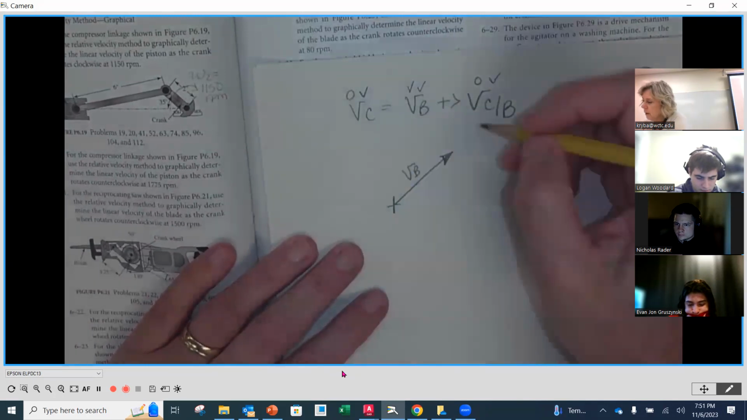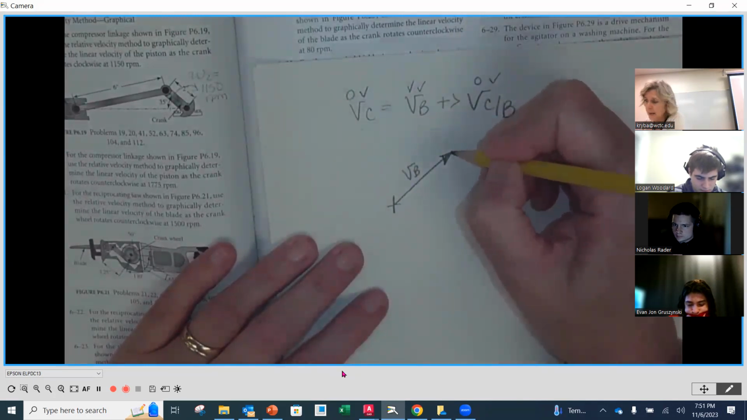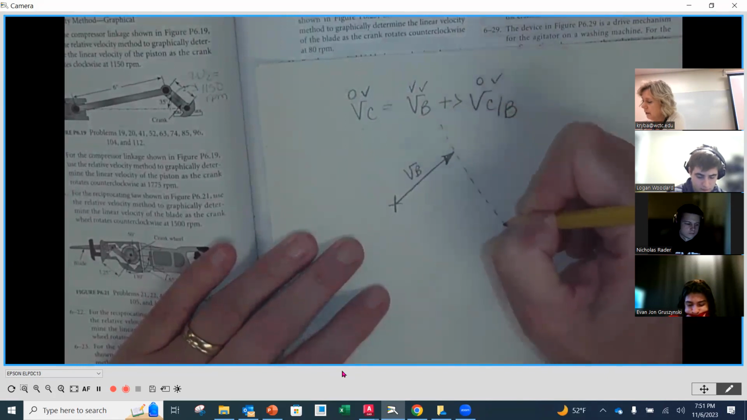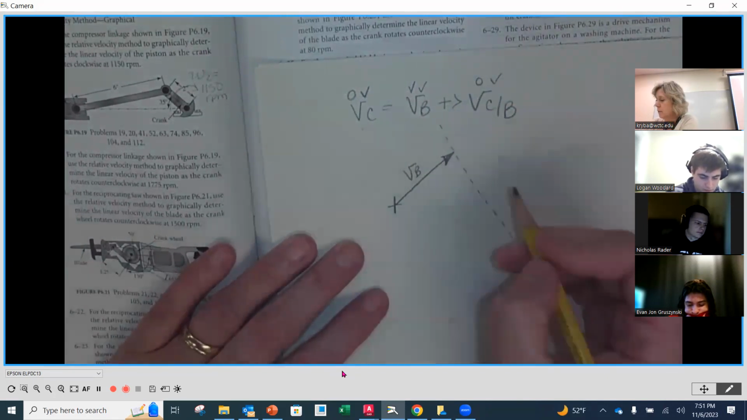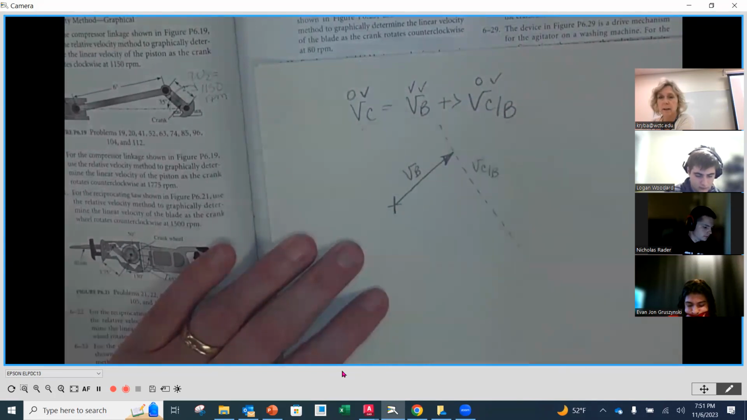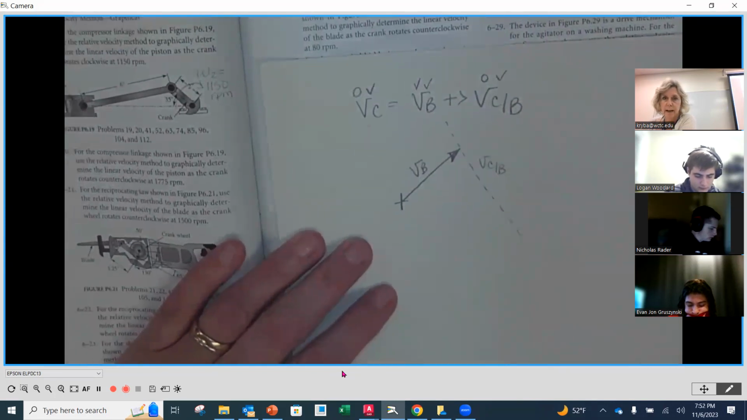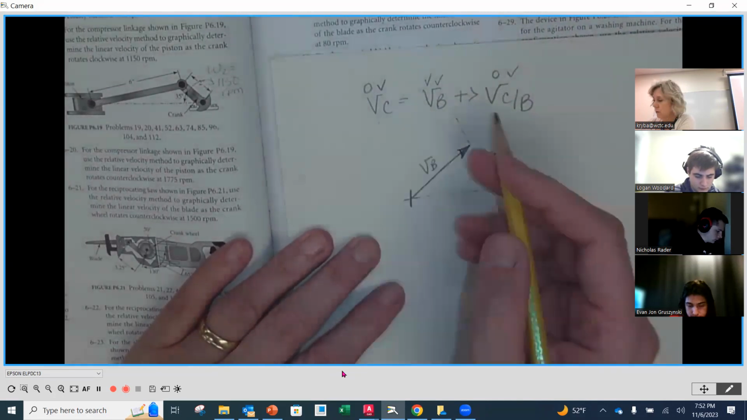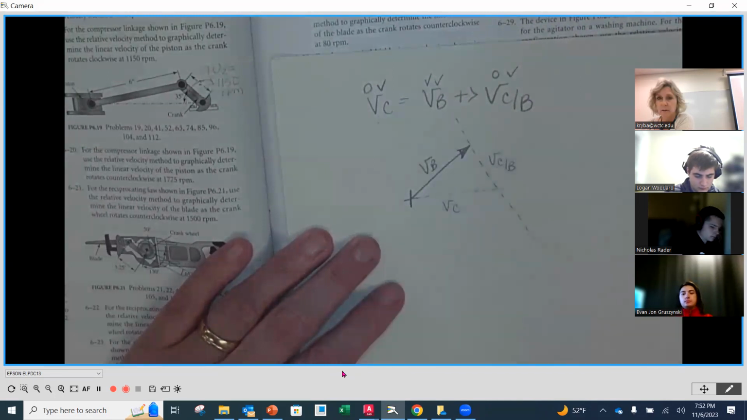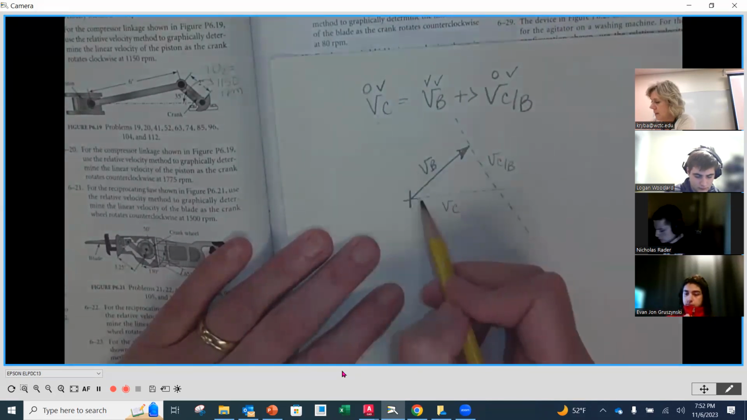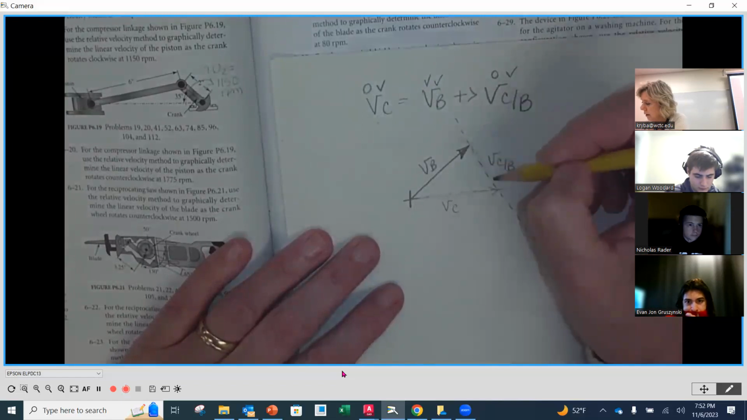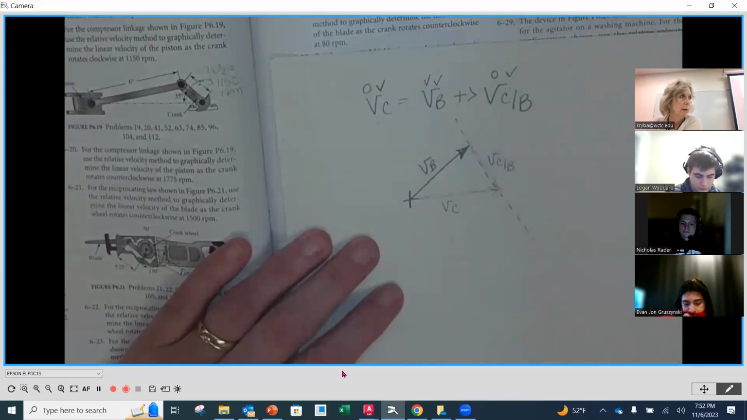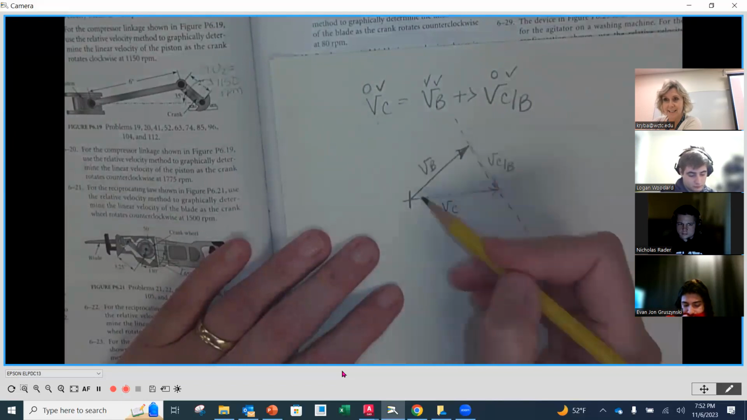Then through the endpoint of VB, I'm going to draw a line perpendicular to link number 3, which is going to represent C relative to B. And then I'm going to draw a horizontal line through the origin representing the line of action for C. And this is going to be my velocity of C. And then as we can see where those two come together, we'll be able to determine the magnitude of velocity of C.